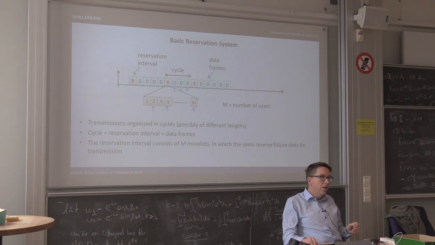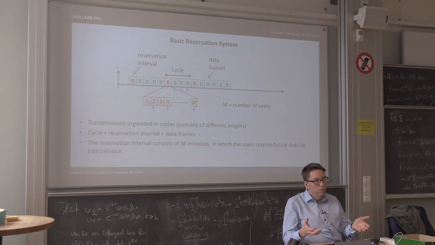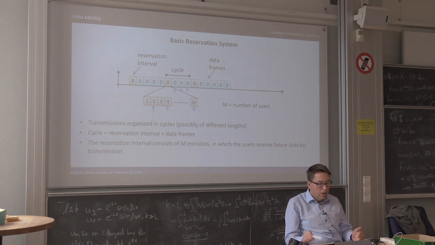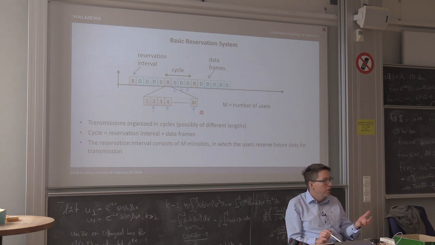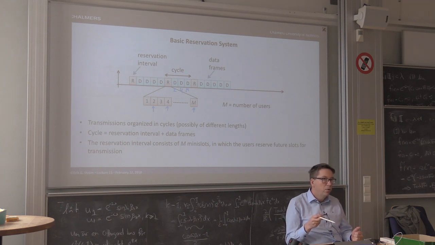Suppose we have the case where we have thousands and thousands of users, but they transmit only very seldom. Then it's a waste of time to ask each of the users whether they have data to transmit, because in 99.9% of the cases, they don't have anything to transmit. So we don't need to ask them. Rather, when they have something to say, they compete for a slot in the reservation interval, and if they win, they're allowed to transmit.